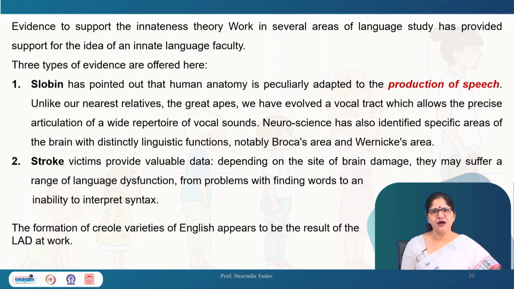Neuroscience has also identified specific areas of the brain with distinctly linguistic functions, notably Broca's area and Wernicke's area. Stroke victims provide valuable data. Depending on the site of brain damage, they may suffer a range of language dysfunction, from problems with finding words to an inability to interpret syntax. The formation of Creole varieties of English appears to be the result of the LAD at work.